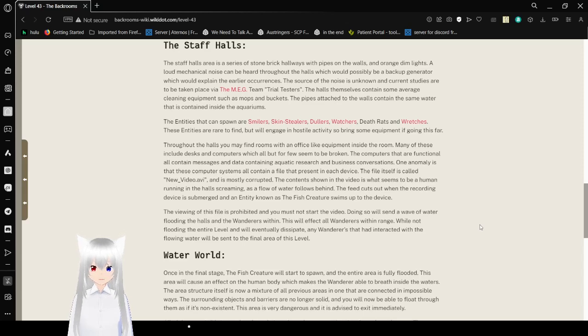The source of the noise is unknown, and current studies are taking place via the M.E.G. Team trial testers. The halls themselves contain some average cleaning equipment, such as mops and buckets. The pipes attached to the walls contain the same water that's inside the aquariums.